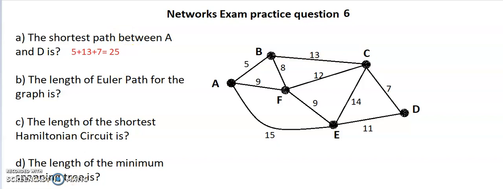B. The length of Euler's path for the graph. So the first thing I need to think about is it's a path, not a circuit, which means there should be 2 points with odd degrees, and I've got A and I've got B. So that will be my start and end point.